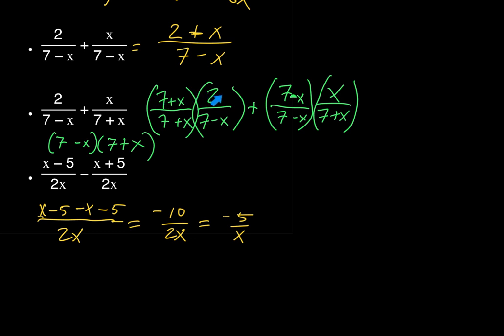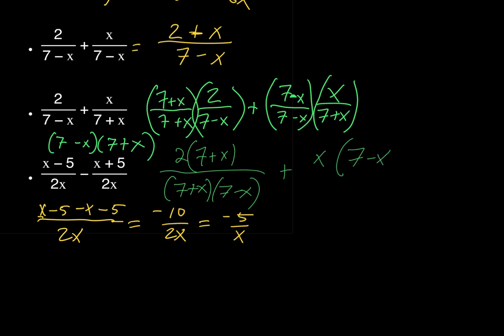Here in the numerator, I'm going to have 7 plus x times 2. I'm going to write it the other way for no other reason than we typically like to put the numbers first and parentheses later. In the denominator, I'll have 7 plus x times 7 minus x. Over here, I'll have x times 7 minus x. In the denominator, I'll have 7 plus x times 7 minus x.